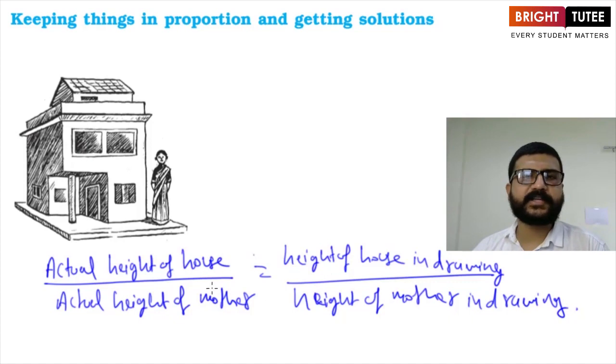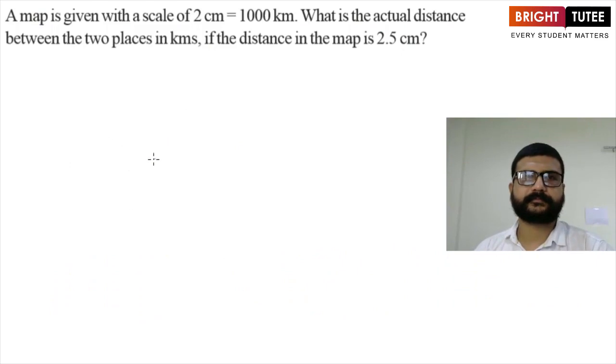Now if this ratio is maintained, then only the paintings or drawings look good. So here, as we can see, this ratio is not maintained. Mother's height is too much as compared to the height of the house. Now let's see this example.